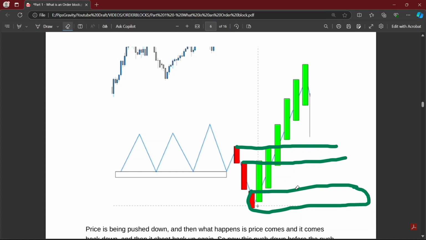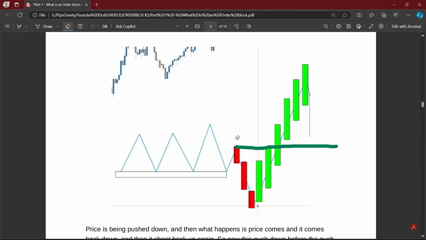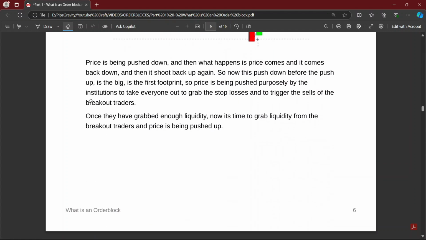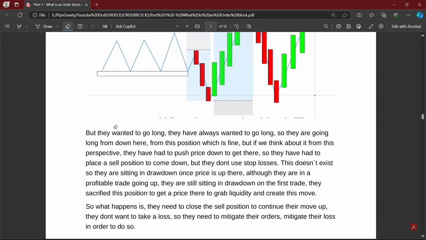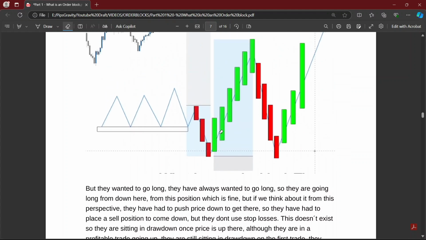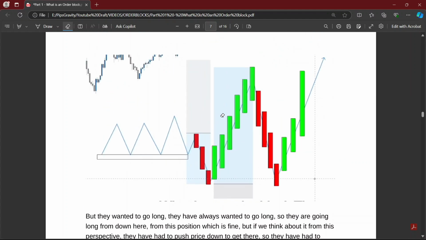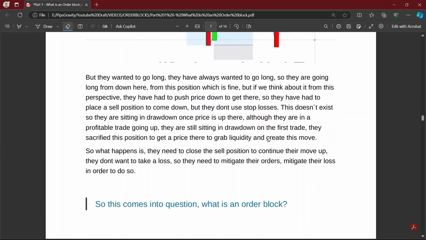This is our point of interest because this is the last place that they sold. If we are thinking about entry, we are patient and wait for the price to come back to this position. As we can see, the price came back to this position, then again moved in the opposite direction.